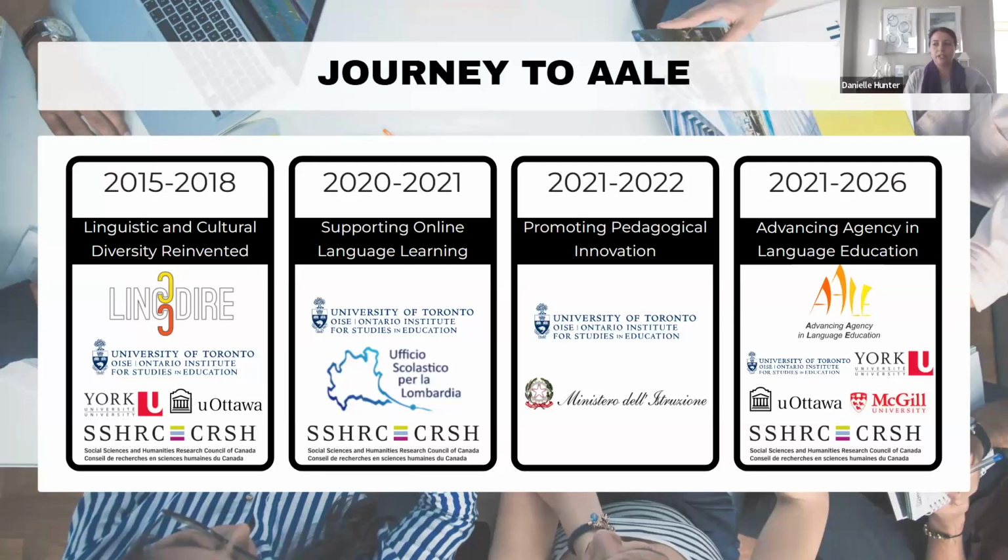Three projects played an important role in the creation of the project that we're going to speak to you about today, which is the Advancing Agency in Language Education project, which we refer to as AALE. The first was a project that began in 2015 and went till 2018, called Linguistic and Cultural Diversity Reinvented, in its short form, LinkDeal. That project defined an innovative pedagogical framework that embedded action-oriented approach, plurilingualism, and technology-mediated practices. It also consisted of the development of an online pedagogical resources, including scenarios, as well as an e-portfolio with reflective and interactive self-assessment tools. From that project, data was collected from 25 Canadian teachers that informed future research projects.